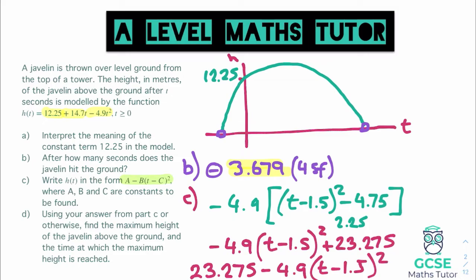And there we go, and that is in the form that the question's asked us to do, and we've completed the square and we've completed that question. Now you might be asked for what the constants a, b and c are, and if you are, you've got them right there. You've got a is 23.275, b is 4.9, because minus the negative was already in the question there, and c is 1.5. Again, the negative is already in the way that it's written, so c is just 1.5. Right, there we go. So that is part C.